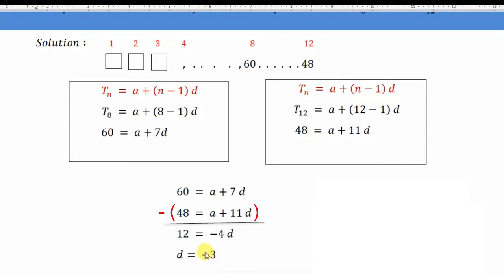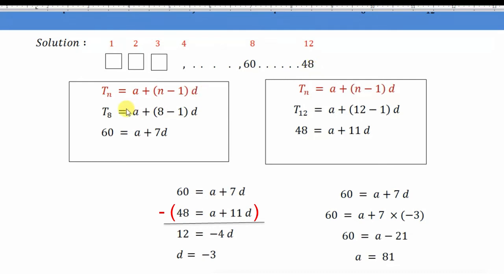So now you can put the value of d in any of the equations, this equation or this equation. I take this equation and I put the value of d is equal to negative 3. So 7 threes are negative 21, and if I transpose this here, a will be equal to 81. So this will be the first term here. The first term will be 81 and the difference will be negative 3. 81 minus 3 is 78, 78 minus 3 is 75, and so on. So the 8th term will be 60 and the 12th term will be 48.